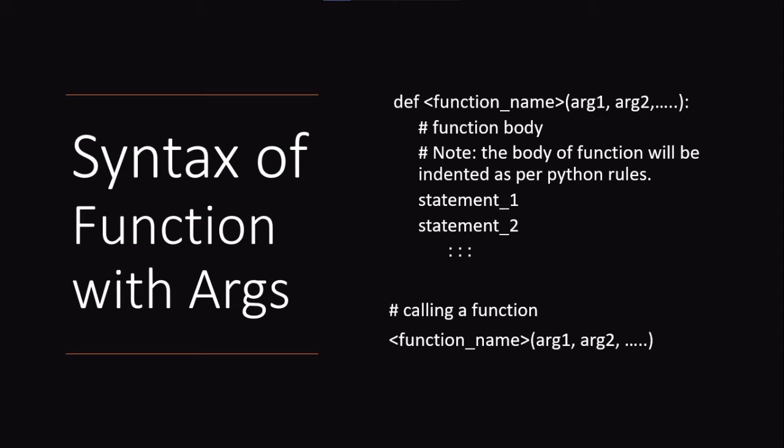So now let's see the syntax of a function with arguments. Each and everything remains the same, just inside the parenthesis we are going to give the arguments separated by commas. For calling the function also we need to just write the name of the function, and inside the parenthesis we need to provide the arguments. So that's it. Let's move on to the hands-on practical.